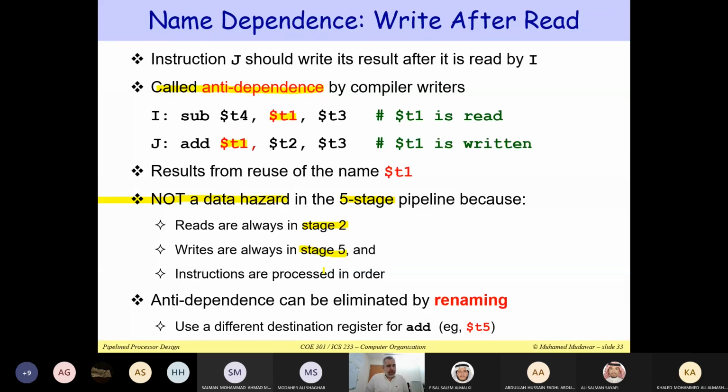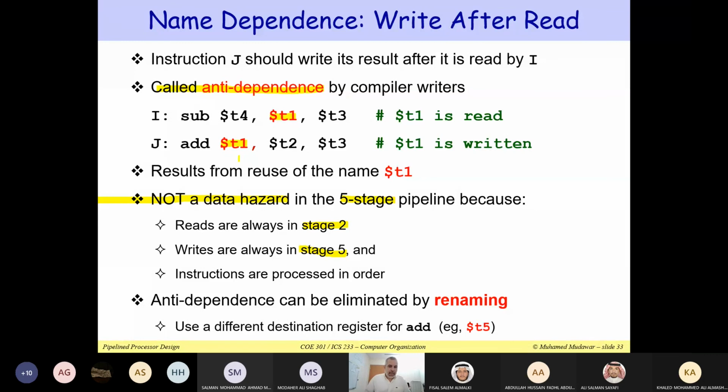Now, in more advanced pipelines, which I'm not going to cover in this course, I cover them in a more advanced course, the 403 course, we can actually have advanced pipelines in which the instructions can execute out of order. Then in this case, we have to be careful not to write T1 before it is read. So the anti-dependence can become a hazard if we allow instruction J to complete before reading T1. If we allow J to write to T1 before it is read by instruction I, then this can become a hazard. But in our simple 5-stage pipeline, it's not a data hazard, so there is no need to worry about it.